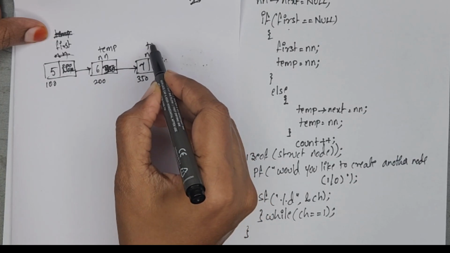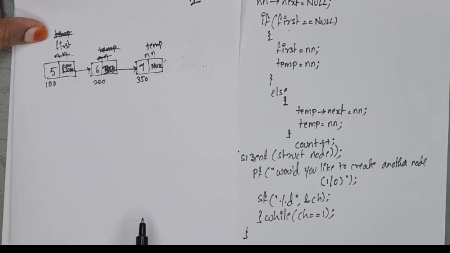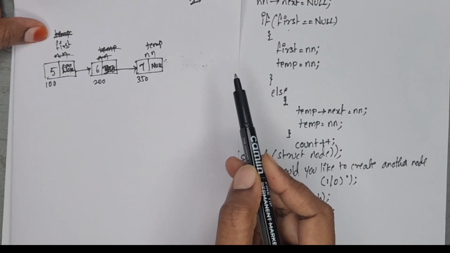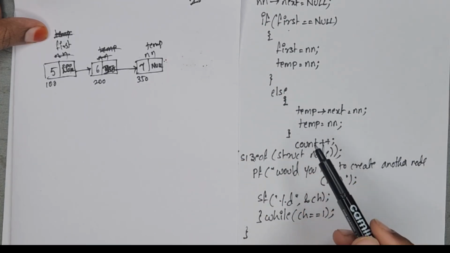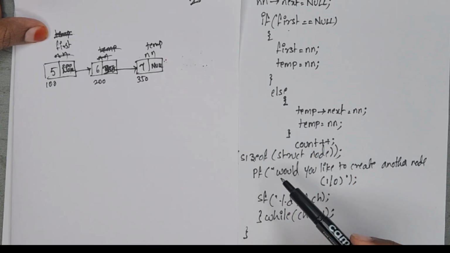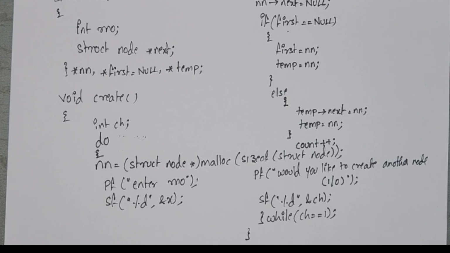Now new node is assigned to temp. So like this, after temp, again you can add the next node. Like this, n number of nodes you can add to your linked list. This is the create function. Next we'll see the insert function.